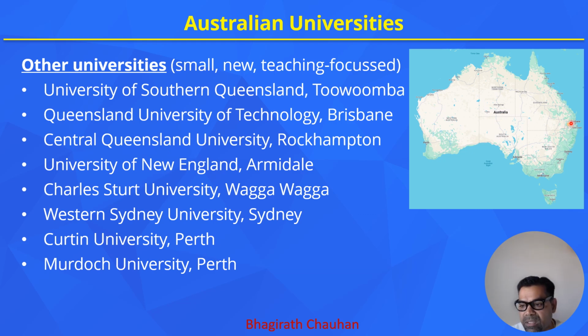University of Southern Queensland, where I live, is in Toowoomba, this area. And in Brisbane, Queensland University of Technology, they call it QUT. Further north around here, Rockhampton, that's Central Queensland University. University of New England in New South Wales, Armidale. Wagga Wagga, Charles Sturt University. These are some examples only. There are several. And in Sydney, there is Western Sydney University also. If we go to Perth, there's Curtin University and Murdoch University. So there are different other universities also, other than the Group of Eight. There are universities in the Northern Territory also, Charles Darwin.